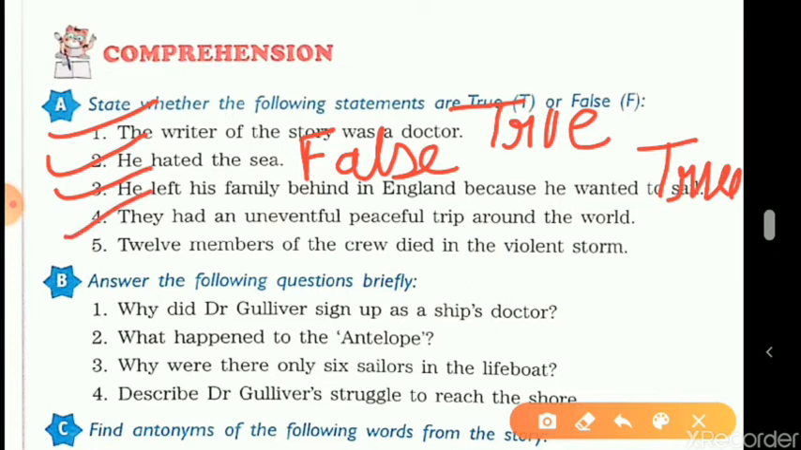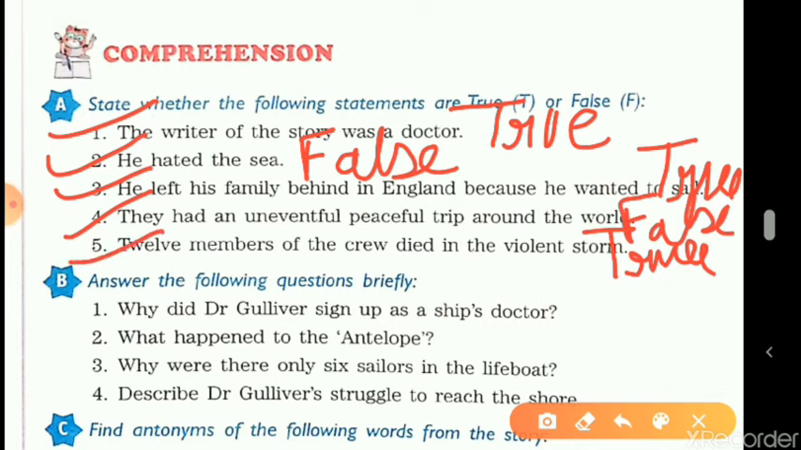Fourth, they had an uneventful, peaceful trip around the world. This is a false statement. Fifth, 12 members of the crew died in the violent storm. True. While braving the storm and due to shortage of food, they died.